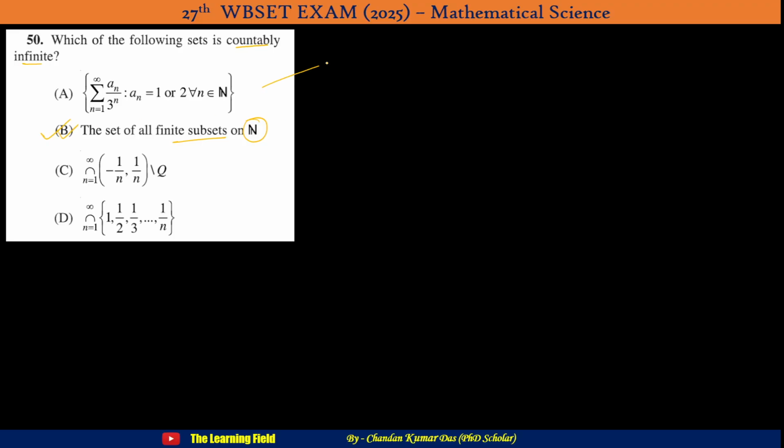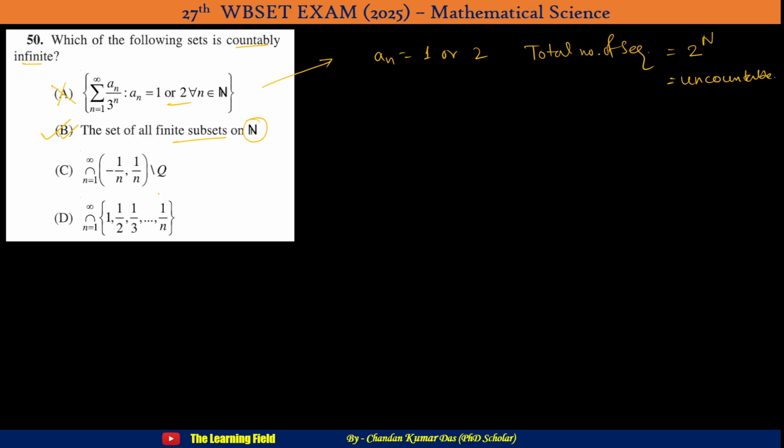Now if we see options A, C or D, to discard these options, see the first option: the sequence has two choices, 1 or 2, right? So the total number of sequences of this type is equal to 2 to the power n, which is uncountable, right? Therefore, we can discard this option.